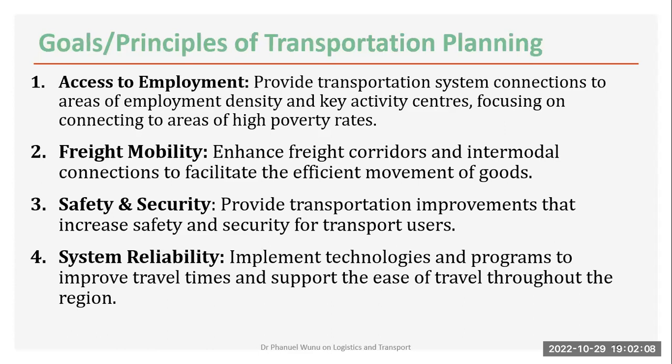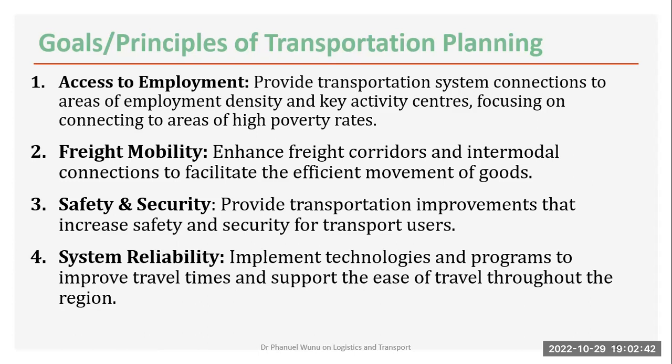So goals or principles of transportation planning: access to employment. People who are going to work, commuting every day, the transport should be able to connect people from residential areas to their workplace and back safely and hassle-free. We need to talk also about freight mobility. How can we also ensure that we are able to carry our goods more conveniently or efficiently? Safety and security of people traveling around. So highways, for example, should not pass through town, so people don't get knocked down by speeding vehicles and all that.